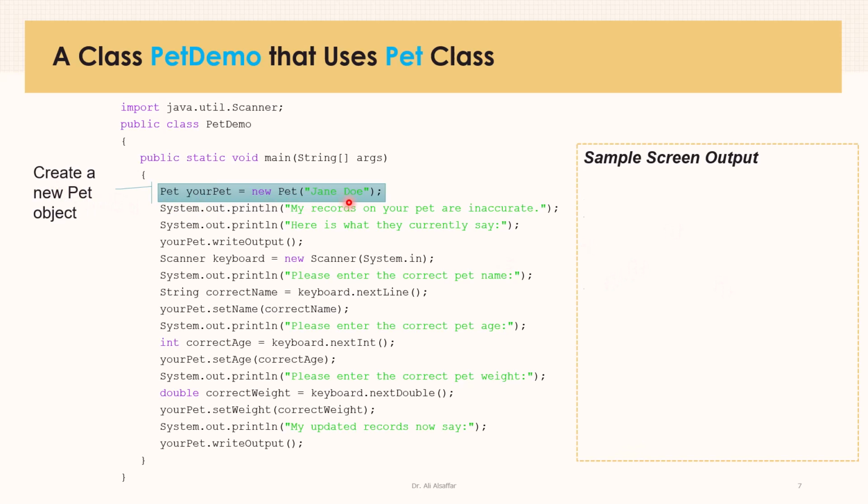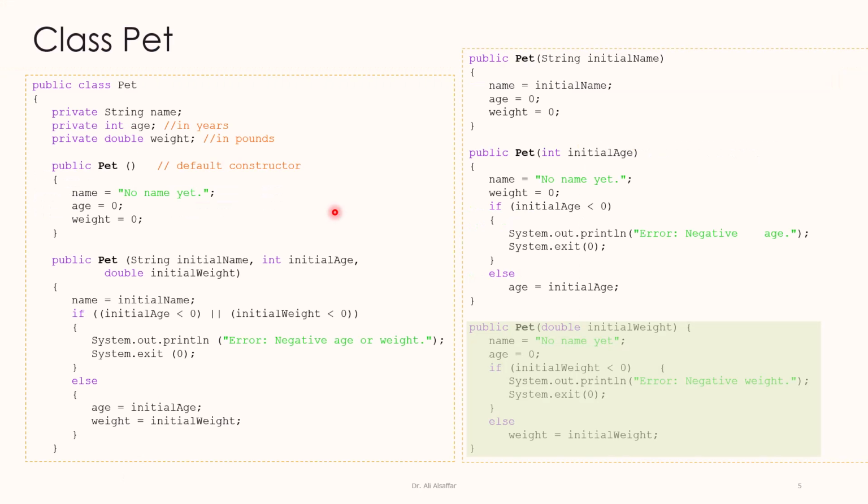Now the first step we have here is writing Pet yourPet equals new Pet, which is the constructor. You know that the Pet class has more than one definition for a constructor. So which constructor will it use? It will use the right constructor that has a single parameter with a string as input. Let us see from the class definition where this constructor is.